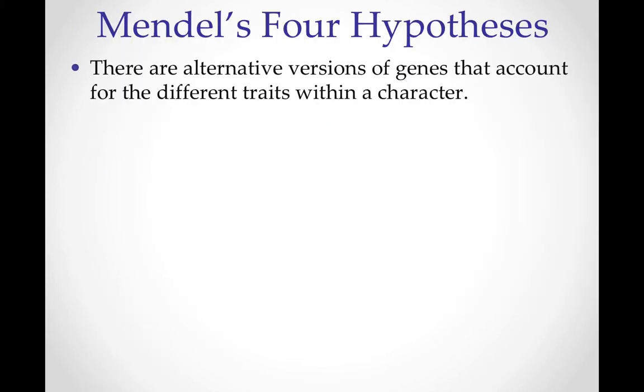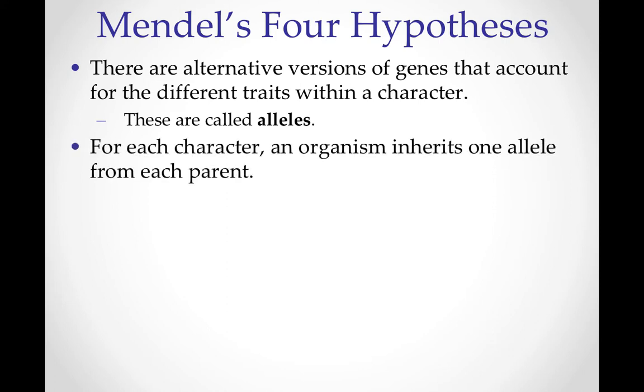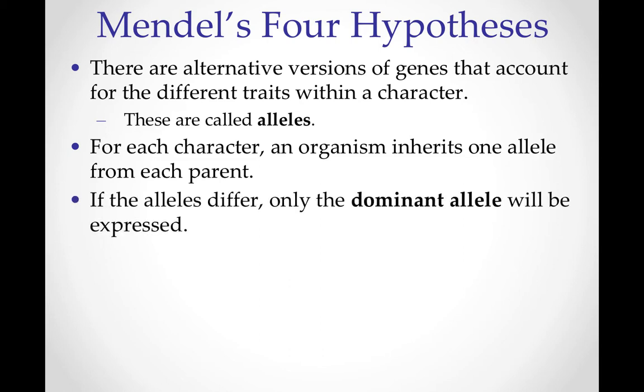So therefore, his 4 hypotheses were: there are alternative versions of genes that account for different traits within a character. We call those alleles, A-L-L-E-L-E-S, alleles. They are called alleles. I guess I got ahead of myself. For each character, an organism inherits one allele from each parent. If the alleles differ, only the dominant allele will be expressed. The recessive allele has no noticeable effect.